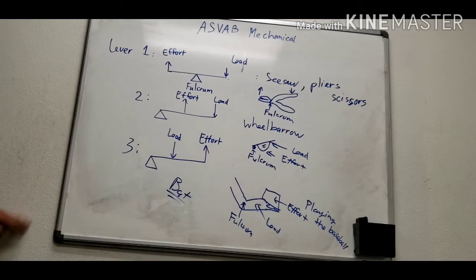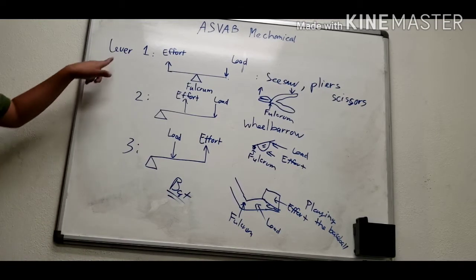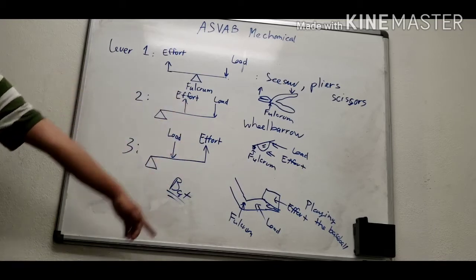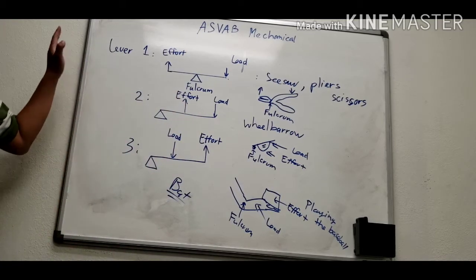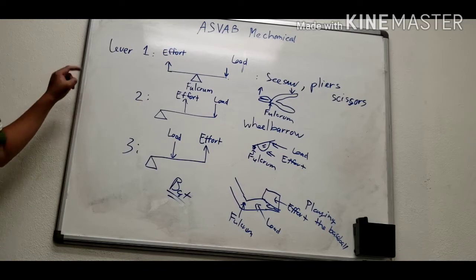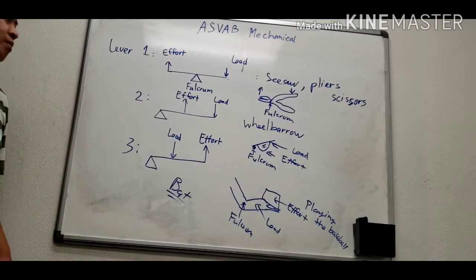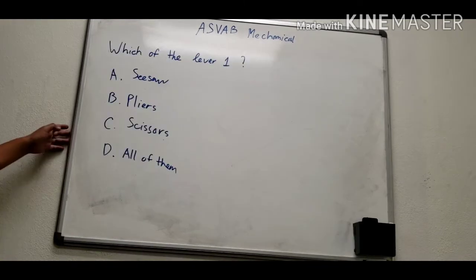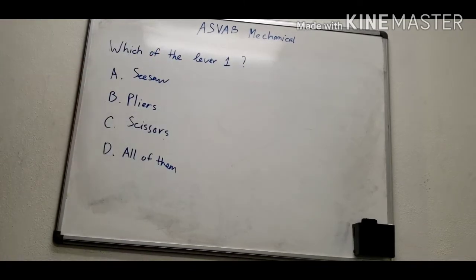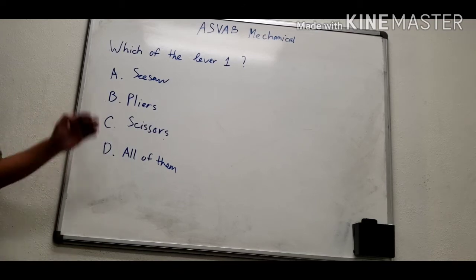So you need to find other examples of level 1, 2, and 3 to apply in different situations, because on the test they will ask which one is level number 1, level number 2, and level number 3 in each object. For example, seesaw, wheelbarrow, or carrying an object. They will ask which is level 1. So we have A, B, C, D. You know that A, B, C are the objects for level number 1, so we choose D.